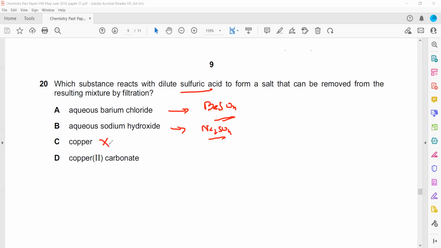Copper metal does not react with acid, and copper carbonate, when it reacts with sulfuric acid, gives copper sulfate, which is also a soluble salt, so it will be removed by evaporation or crystallization. So aqueous barium chloride, why aqueous barium chloride? It will give barium sulfate, and barium sulfate is an insoluble salt, and insoluble salt can only be removed by filtration.